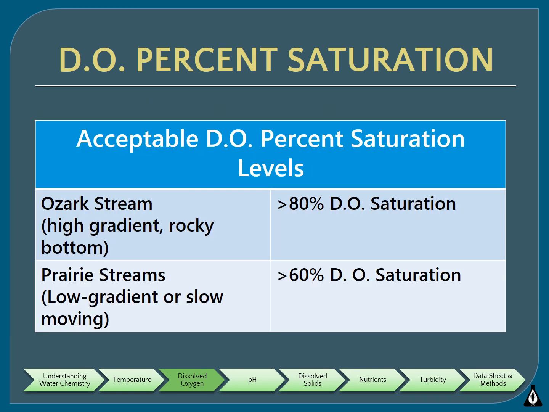We have healthy DO percent saturation levels for different streams with respect to where they're located in the state. Because in the Ozarks, generally streams have a high gradient, therefore they're generally flowing faster, and they have a rockier bottom. That means that more aeration is happening in these streams, and so the DO percent saturation for those streams is considered healthy if it's 80% or greater. Whereas in prairie streams or in northern Missouri, generally these are low gradient or slow moving streams. A DO percent saturation of 60% or greater is considered healthy for those streams.